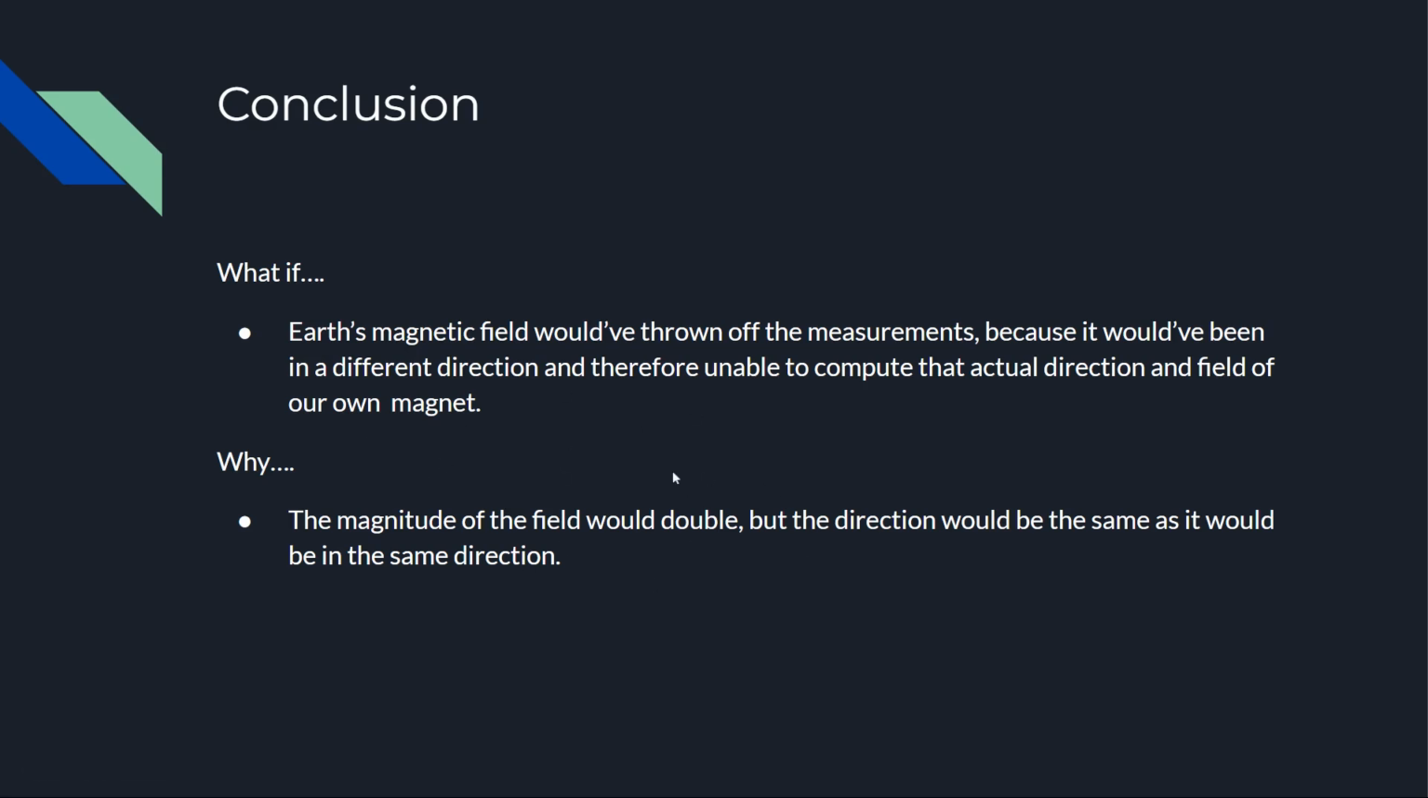Now, what would happen if we added another magnet on top of our already existing magnet? Well, it would double the magnitude of the magnetic field, and then the direction would be the same because the other magnet's dipole moment of its magnetic field is in the same direction.